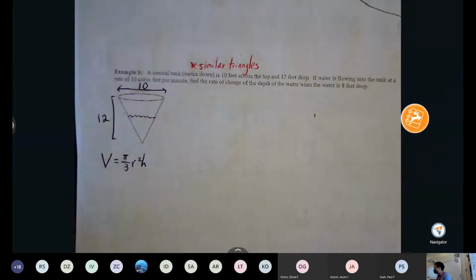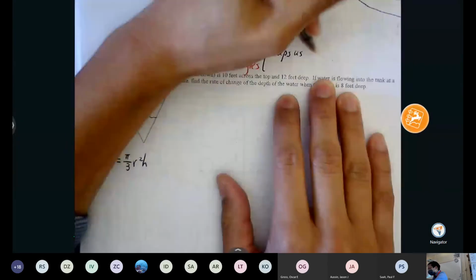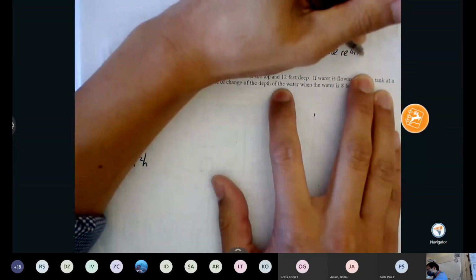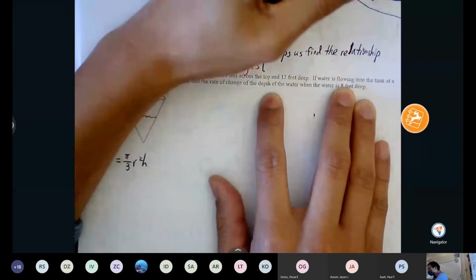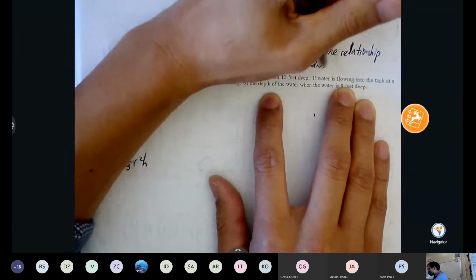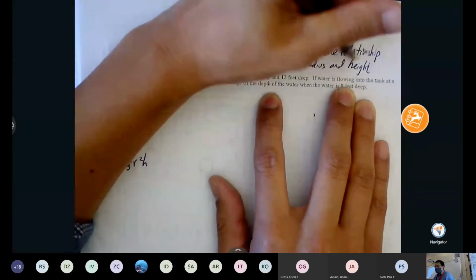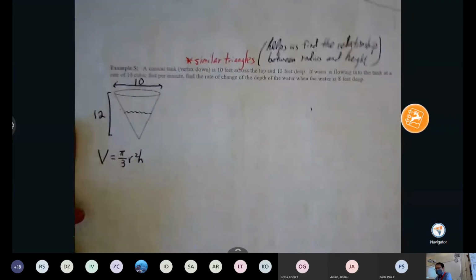So similar triangles is how we are going to, this will help us find the relationship between radius and height. So let's see how we can build that relationship.